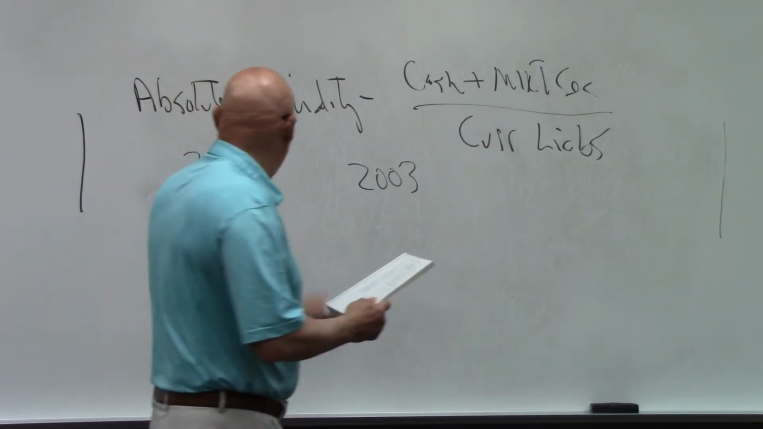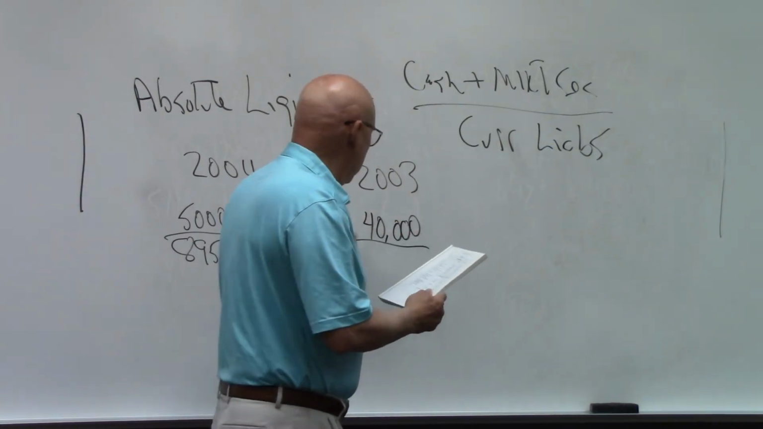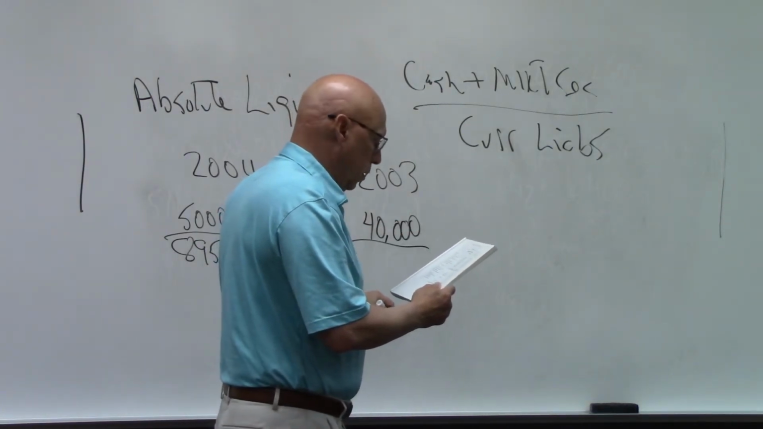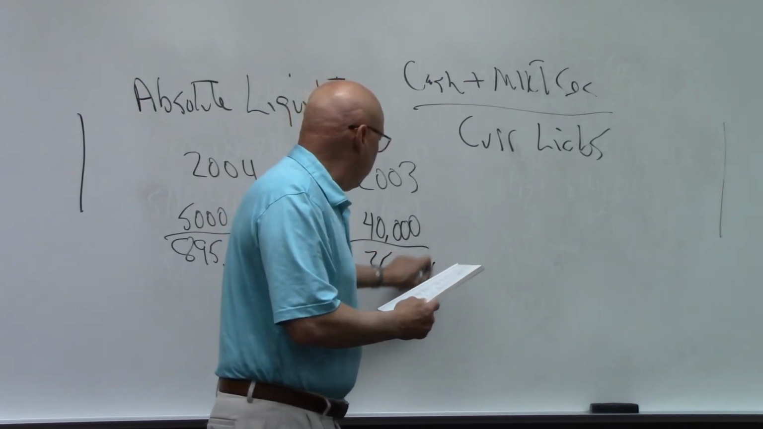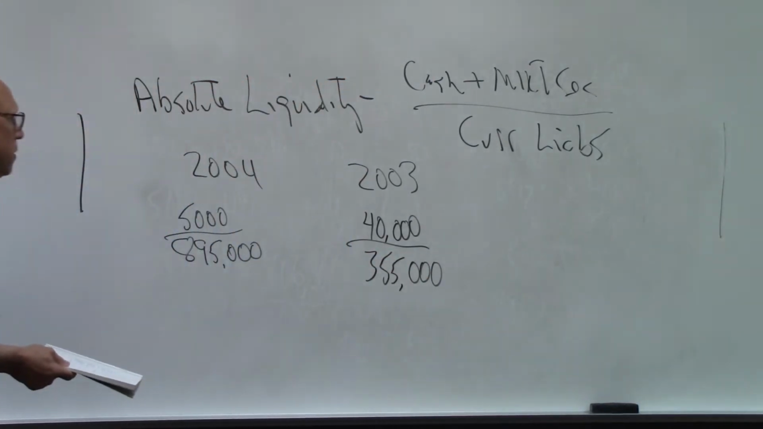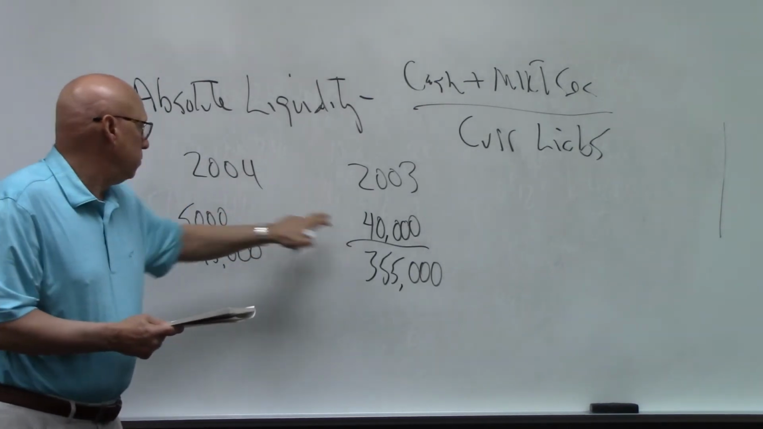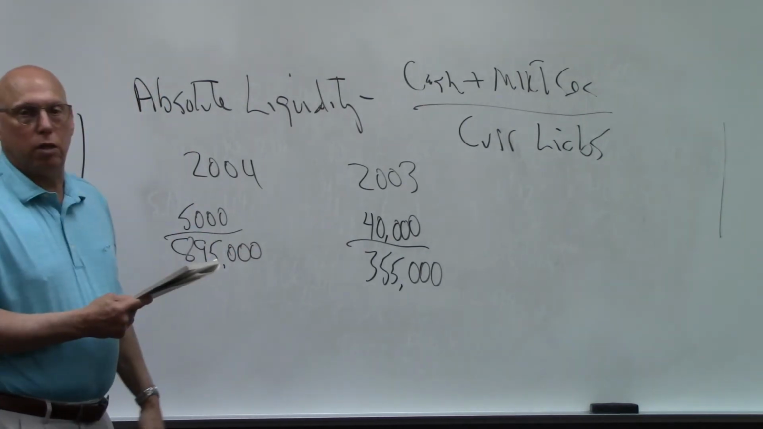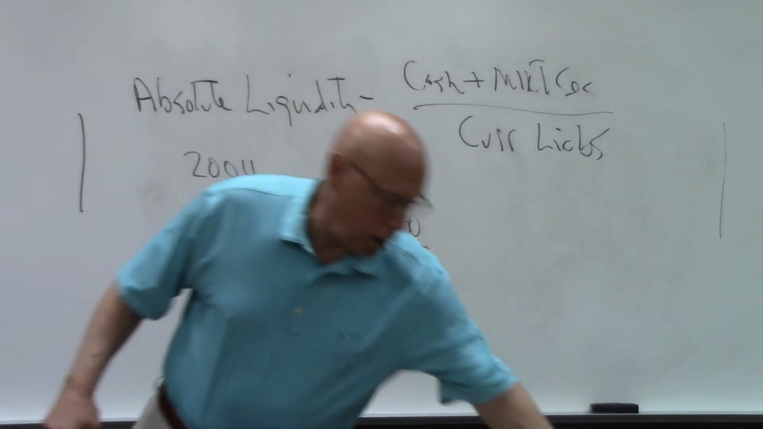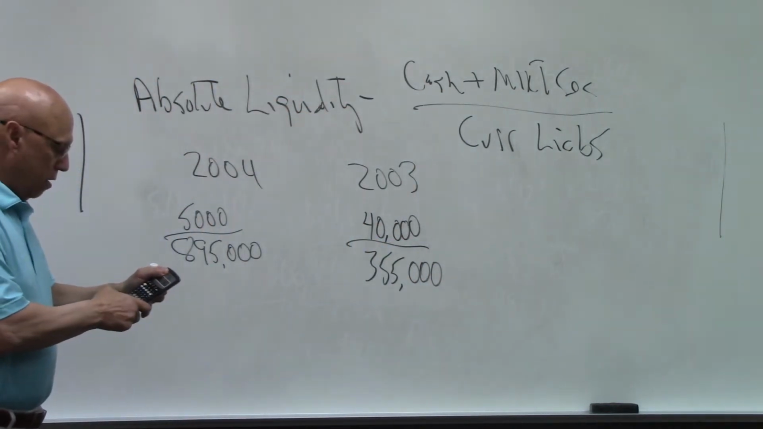And they have cash of $40,000 divided by current liabilities of $355,000. So the first thing we notice here is that cash has declined a lot and current liabilities have increased a lot. So let's go ahead and do these calculations, although I don't think they're that meaningful, to be honest with you.